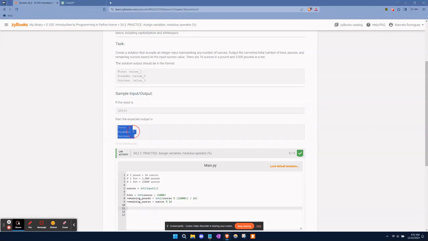So the 1, 2, and 3 are actually what the variables are. And so you are going to print, and again, using F-string formatting.